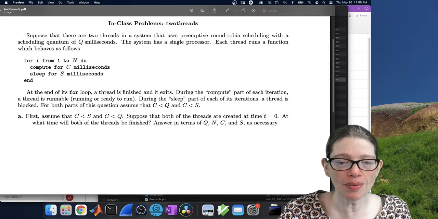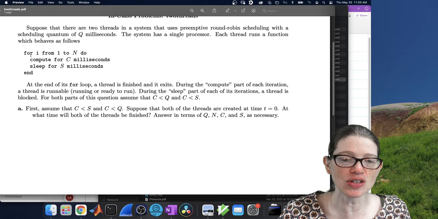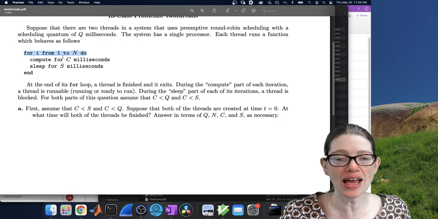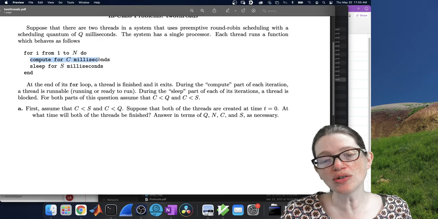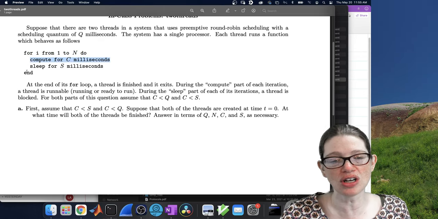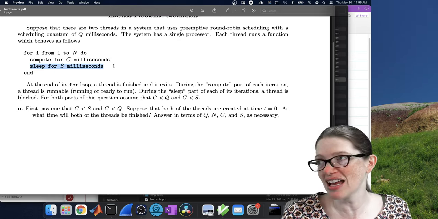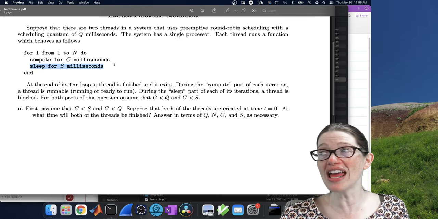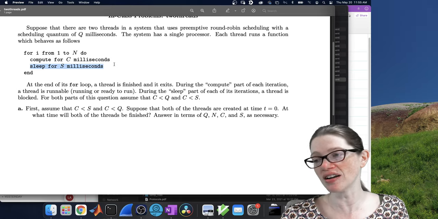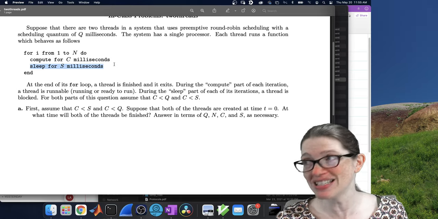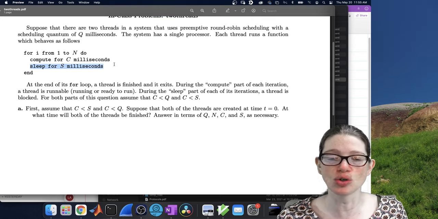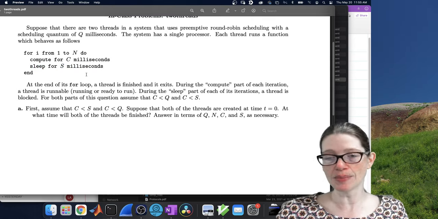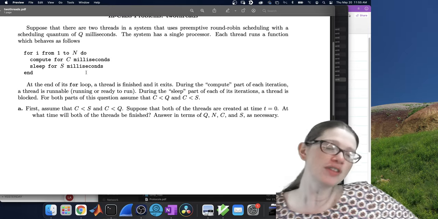So this problem, we have, again, a little snippet of pseudocode. So we have the code that runs for our I is 1 to N. We are going to do C milliseconds of computation, followed by S milliseconds of sleeping. Remember that when you are asleep, you are not ready and you are not running. You are blocked, which means that you cannot be selected to run until you have completed your sleep. And this for loop is going to run N times.